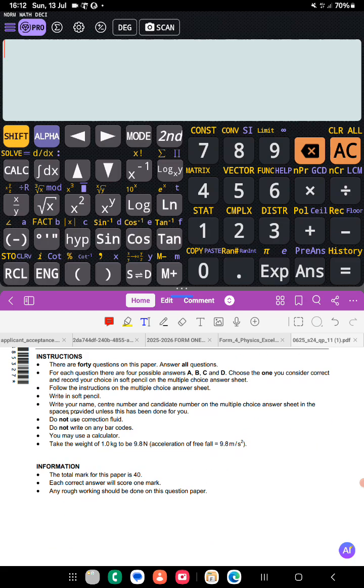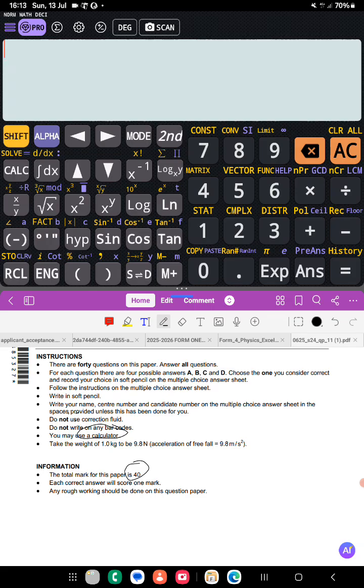All right. And good enough, we are allowed to use a calculator, so make sure you have a calculator with you. The total is 40, so your paper is marked out of 40 marks. That means each question is worth just a mark.